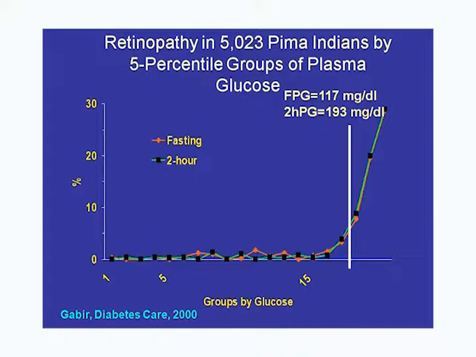So because of that, the decision was made that we could use fasting glucose just as easily as we could use the 2-hour glucose to diagnose diabetes. But over time, we realized that glucose isn't as good as we think it is, even though we've been measuring it for a long time.